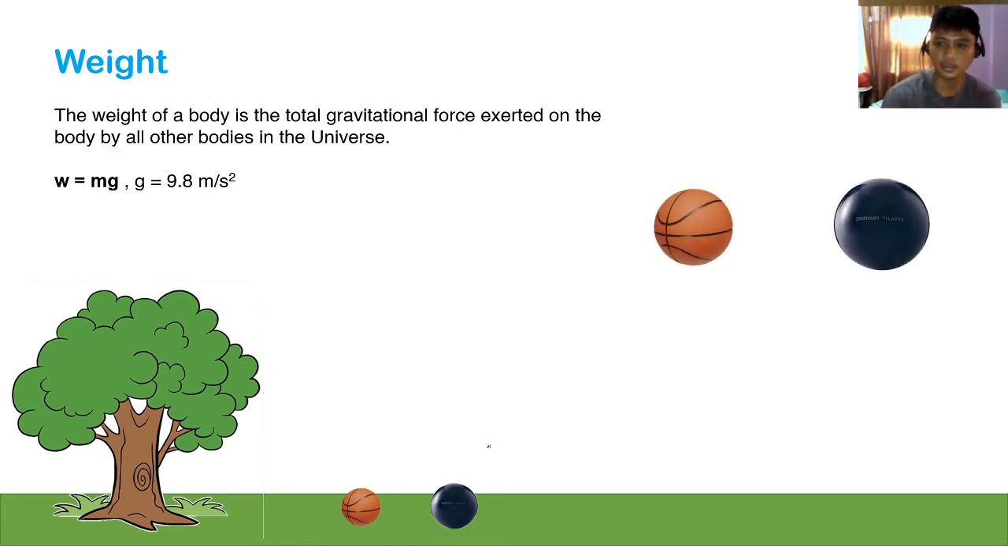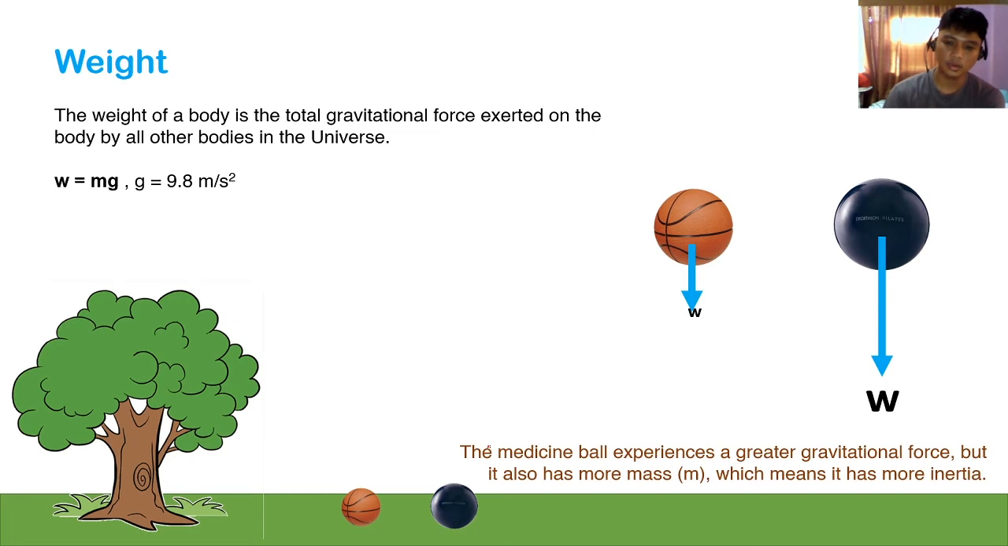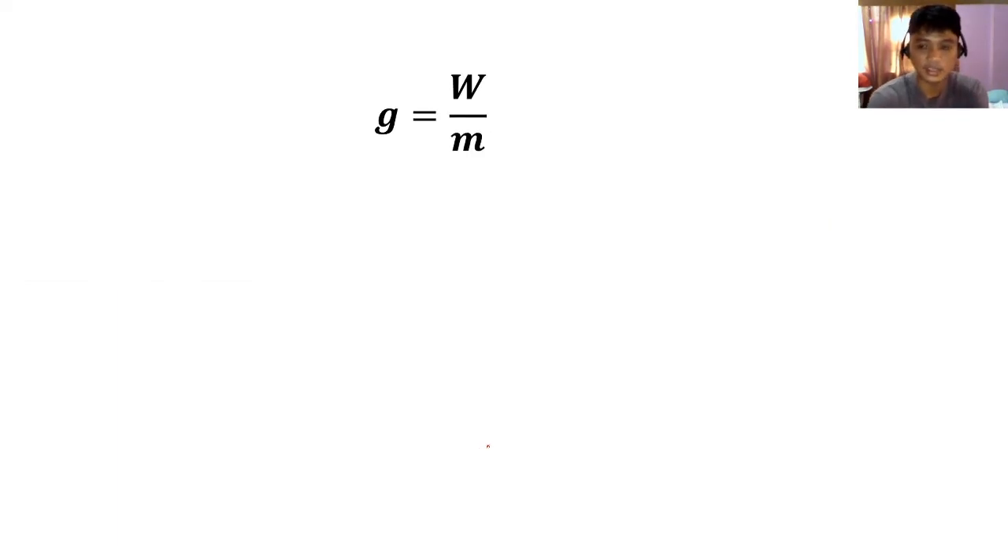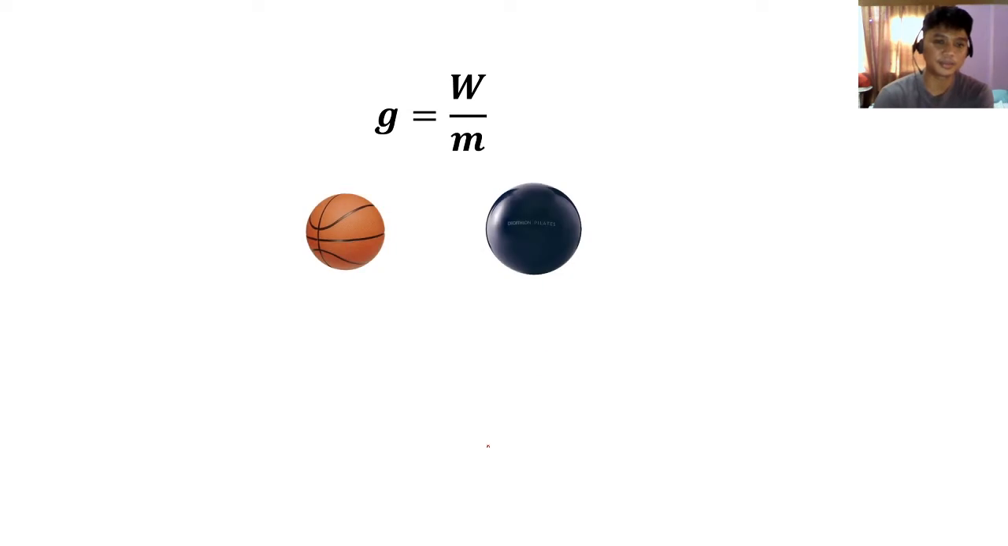So what happens here? Why do they fall to the ground at the same time? Well, the medicine ball definitely has larger weight, and the basketball has a lesser weight. But the medicine ball experiences a greater gravitational force because it has a bigger mass, but it also has more mass, which means it has more inertia. Let me elaborate further.